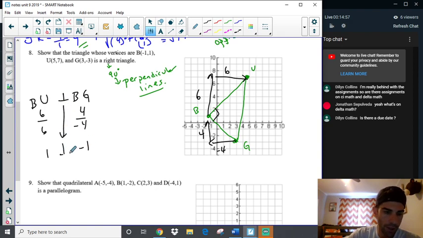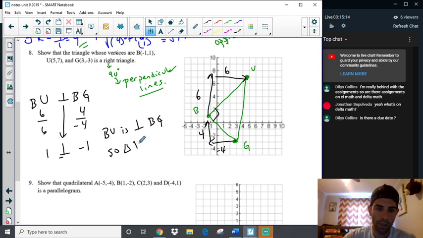Now, by the definition of perpendicular lines, different signs, got that. Reciprocals: 1 over 1, switch it, is negative 1 over 1, so yes. Okay, BU is perpendicular to BG, so triangle BUG is right.